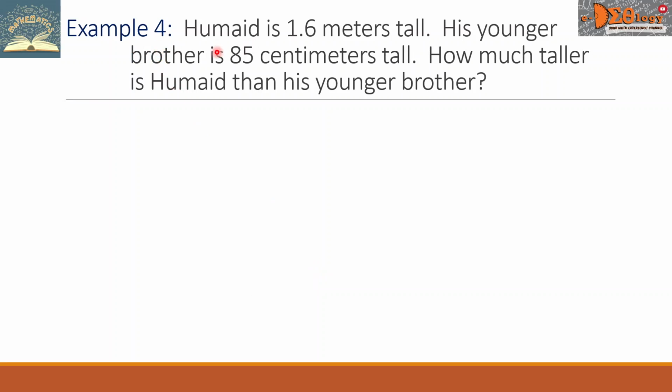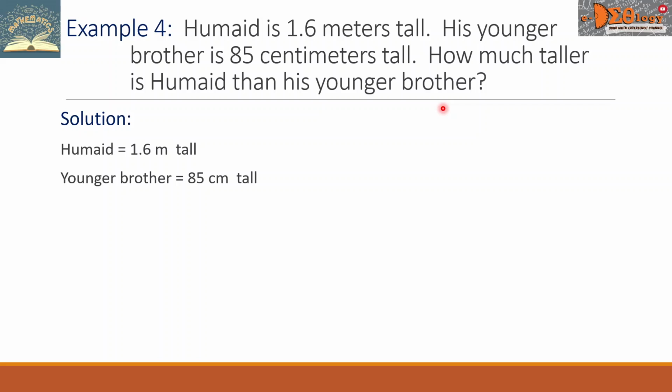Example 4. Humaid is 1.6 meters tall. His younger brother is 85 centimeters tall. How much taller is Humaid than his younger brother? Given in the problem are the height of Humaid and the younger brother. So 1.6 meters for Humaid, 85 centimeters for the younger brother. Observe that we have different units of measurement here. So for the 85 centimeters, we're going to convert this into meters.